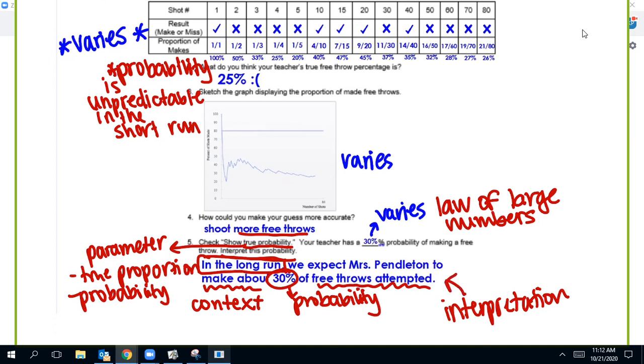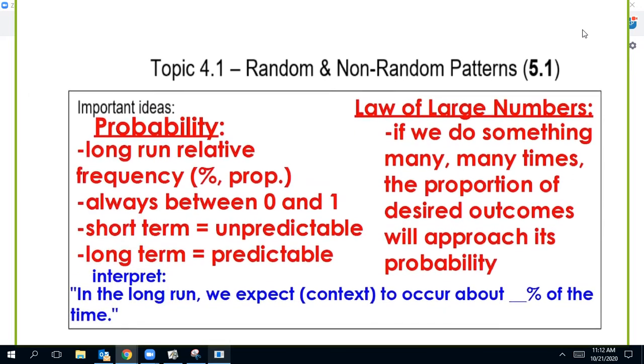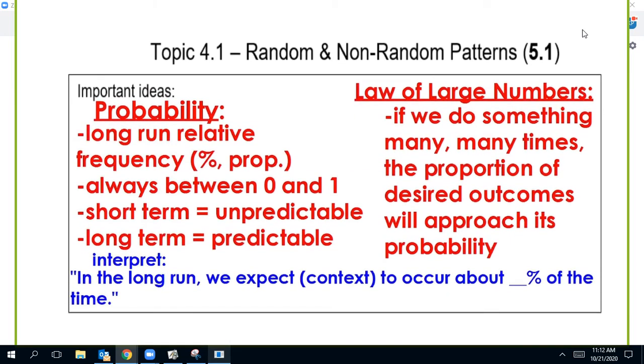Now we're also going to do this on the important ideas box. So just flip your paper over and we're going to fill in the important ideas box right here. I have a couple of things. I have a definition: probability, long run relative frequency. Remember, relative frequency is a percent or a proportion. It's always between 0 and 1. It's unpredictable in the short term, but we can predict it in the long term, and that deals with the law of large numbers. So go ahead and pause this, get all this written down, and then you can unpause or you can move on to the check your understanding, then unpause for the answers.